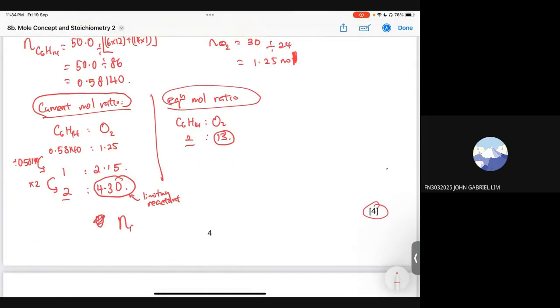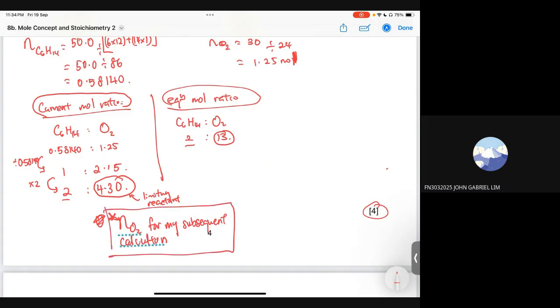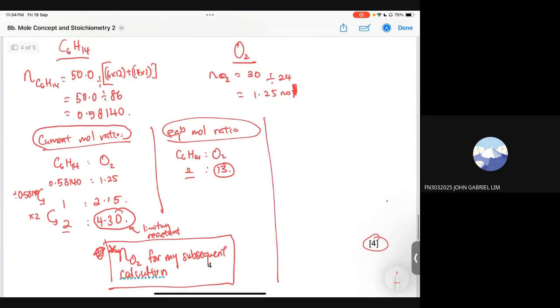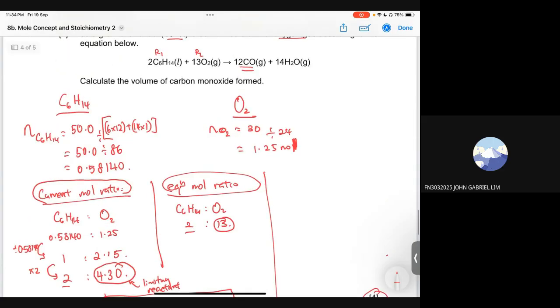So I'm going to use the number of moles of O2 for my subsequent calculation. This is just for you all to take note: once you find the limiting reactant, this will be the portion that you must remember. Once I know O2 is my limiting reactant, I will use O2 to do my calculations. They want the number of moles of carbon monoxide.